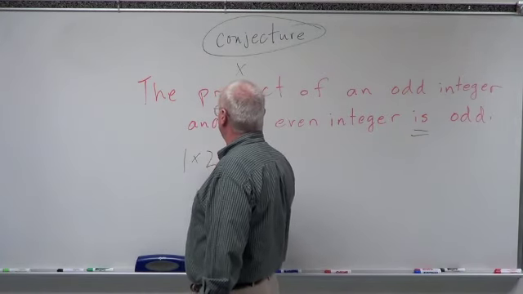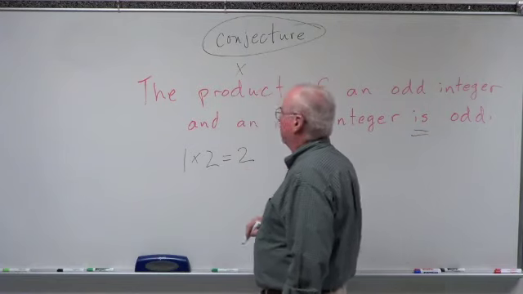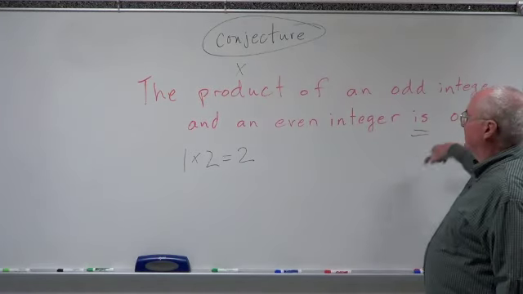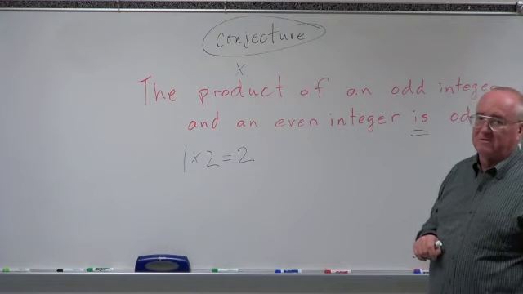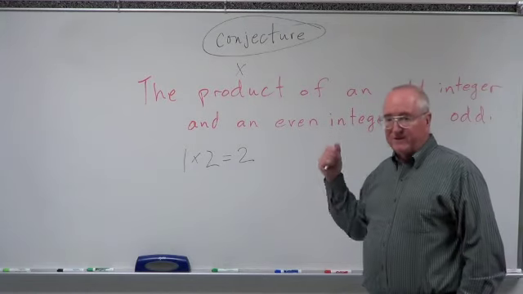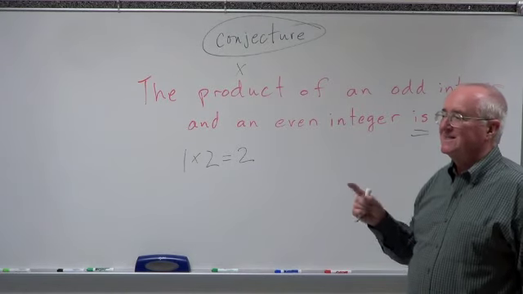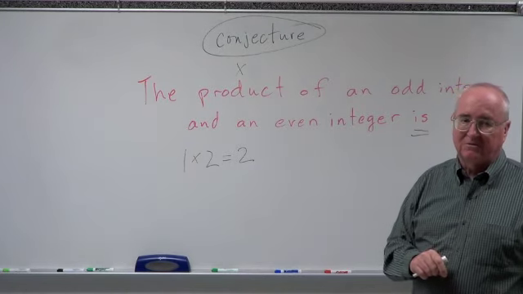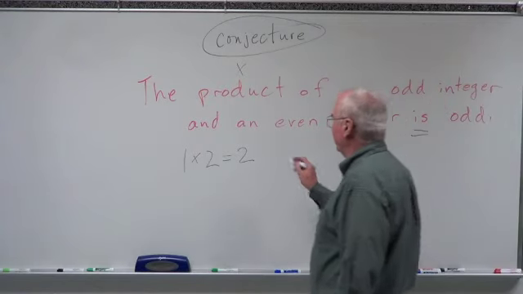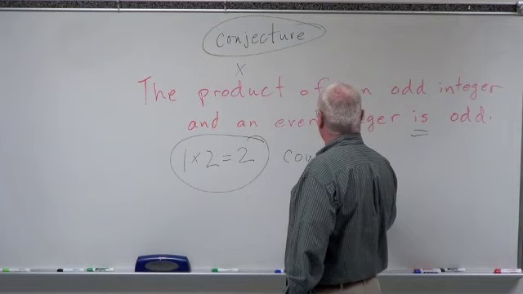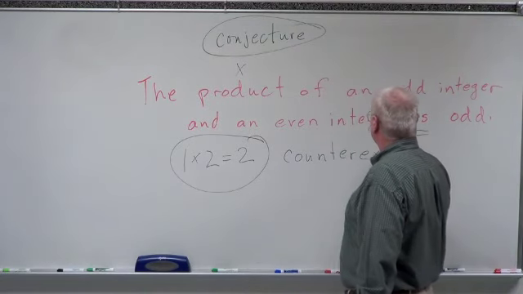1 times 2 equals 2. Whoa! That's not true, is it? Do we have to do any more to prove that that conjecture is wrong? How many counterexamples does it take to prove a conjecture is wrong? 1 and only 1. This would be a counterexample.